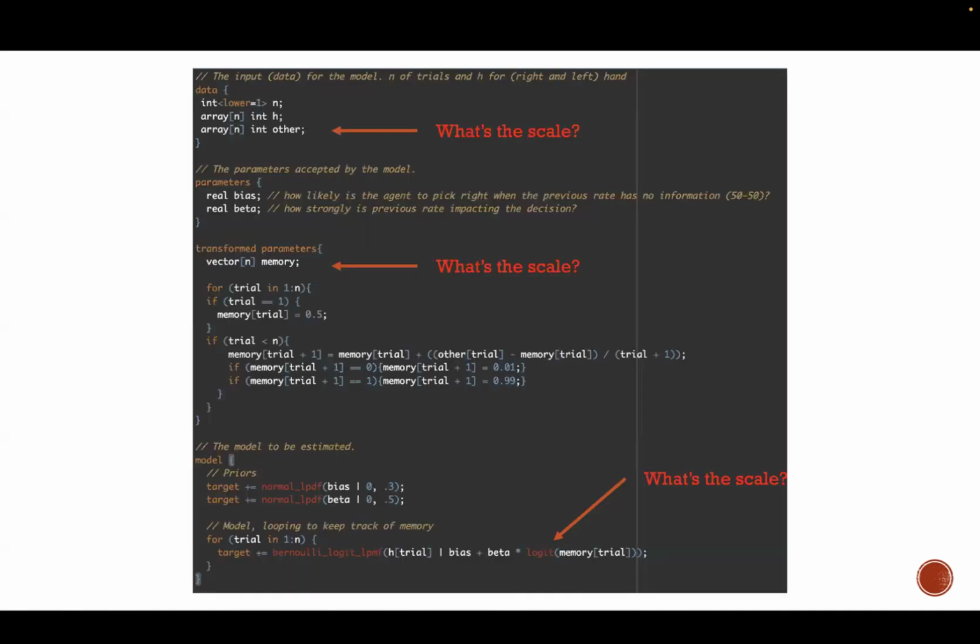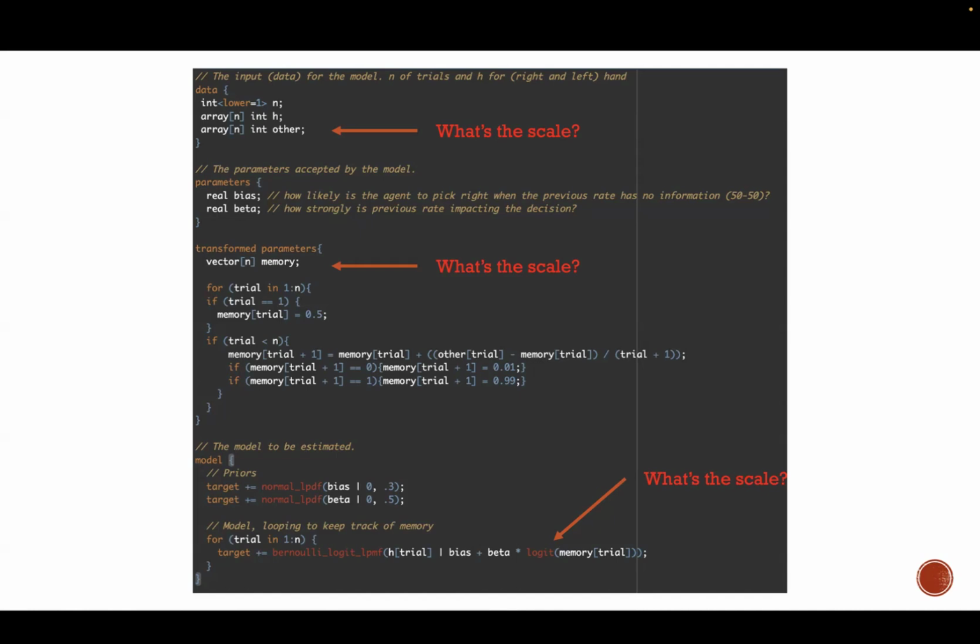It should be quite straightforward. Sorry, I haven't had the time yet to turn all my Stan code into a white background. What we have is a data chunk on the top, which has the usual suspects. It has a number of trials, the choices of the agent that we're trying to infer, and the choices of the antagonist or the opponent of the agent. We have two parameters, the bias and the beta.